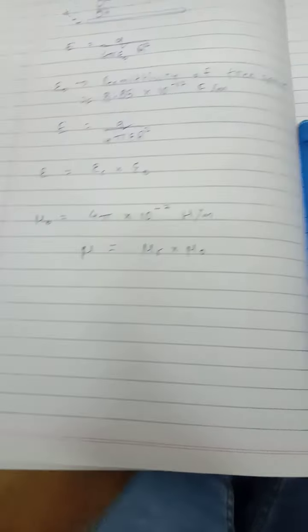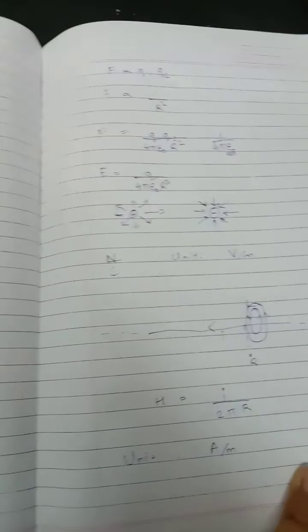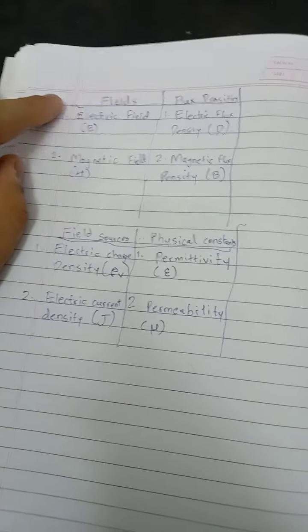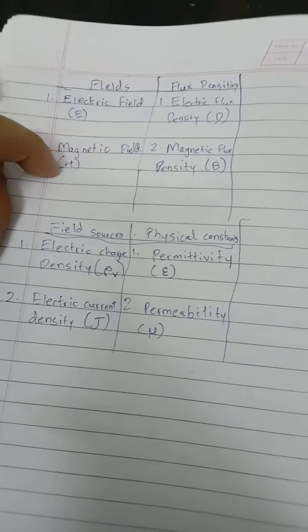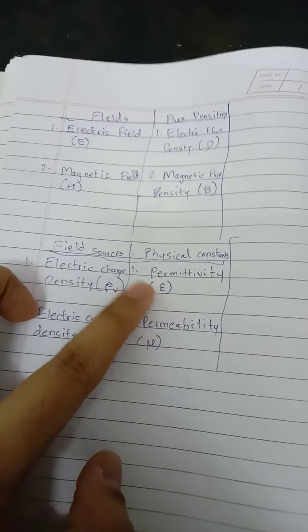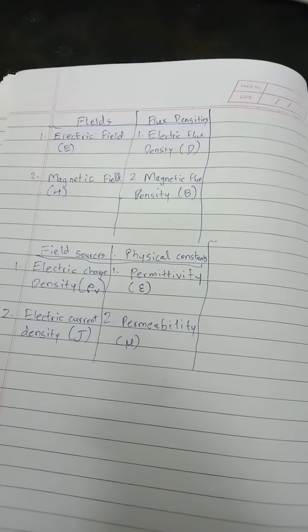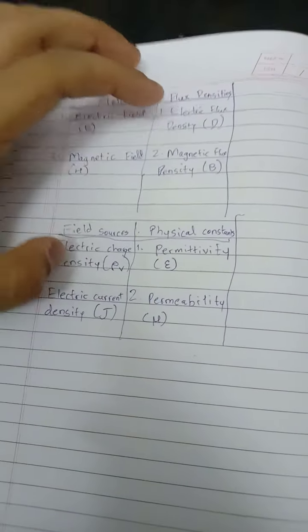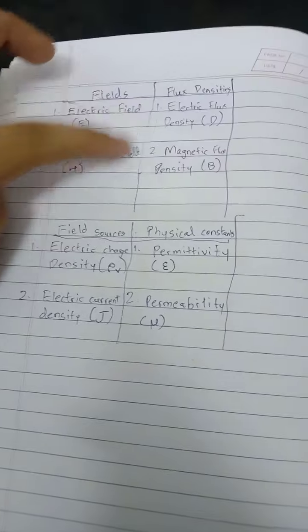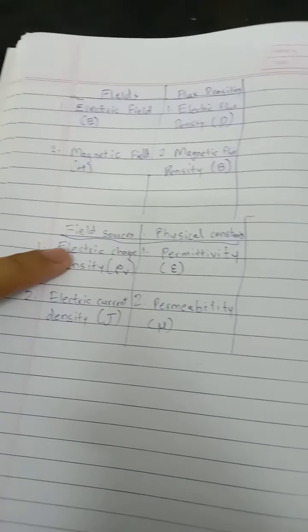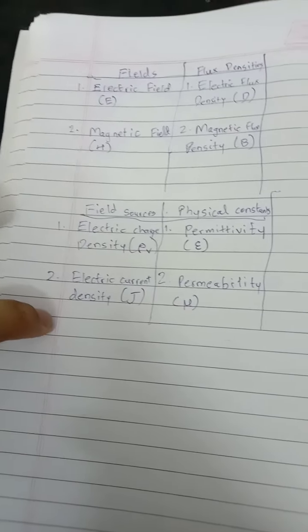So I guess that brings us to an end of this video. As promised, we discussed half of the 8 quantities. We talked about the electric field, the magnetic field, the permittivity and the permeability. In my next video, I will be talking about the remaining 4 quantities: the electric flux density, magnetic flux density, electric charge density, and electric current density.